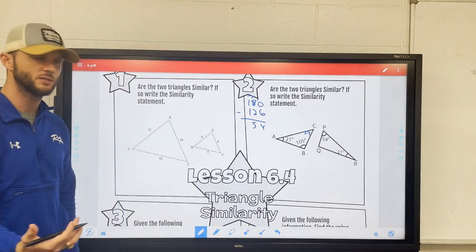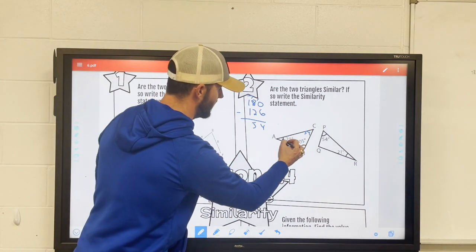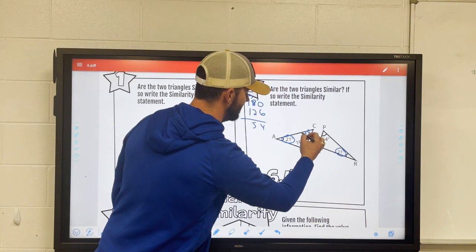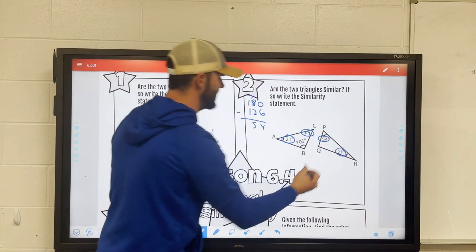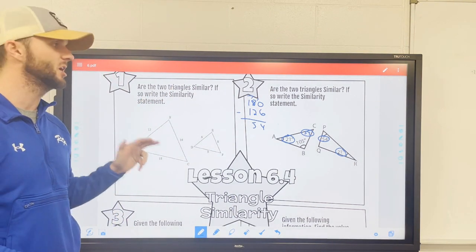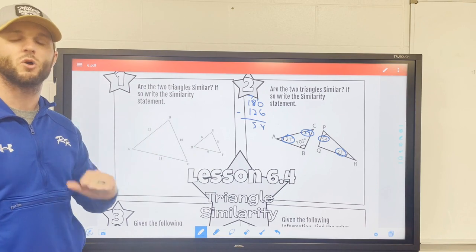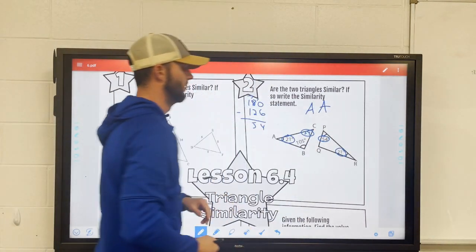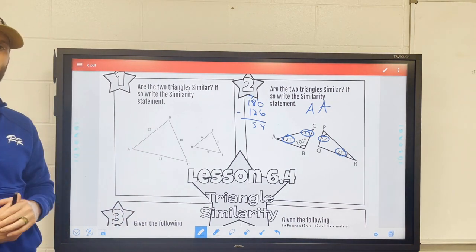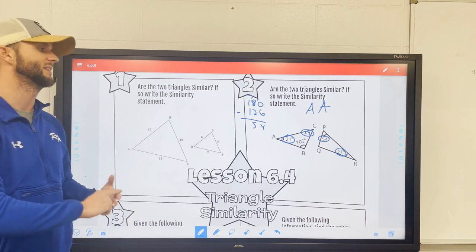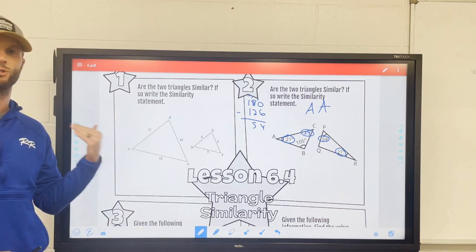Well, whoa, let's go ahead and look. I have 21 degrees. I have 21 degrees. I have 54 degrees, I have 54 degrees. I have 2 angles that are congruent to each other. So ladies and gentlemen, I now know these 2 triangles are similar because of the angle-angle similarity theorem. So now I know that all the angles are going to be congruent and all of the sides are going to be proportional to each other.